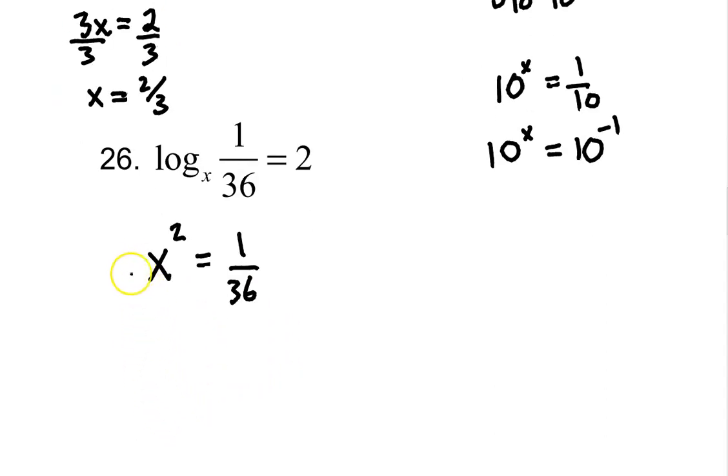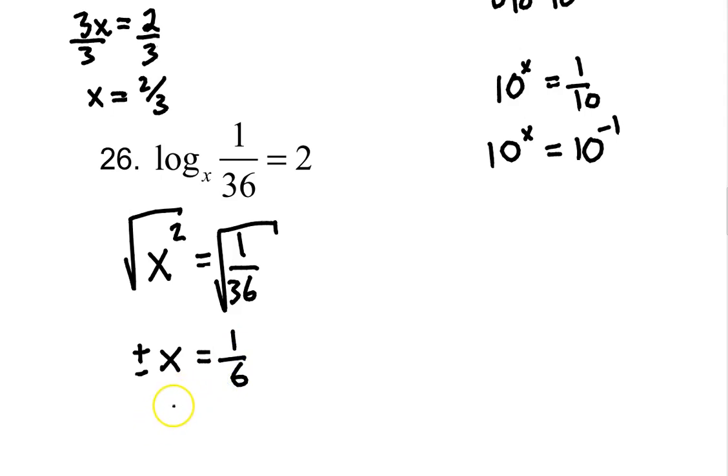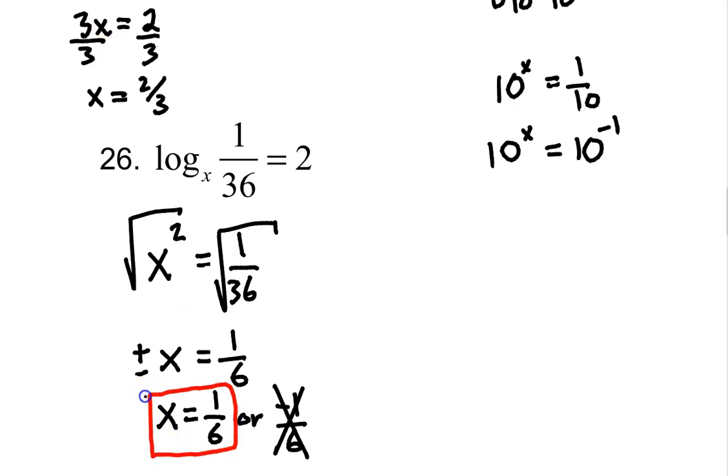You can do this a couple ways. One is to take the square root of both sides. That's going to give us plus or minus x equals 1/6. So that means x could be 1/6 or -1/6. But you might recall that with logarithms, it doesn't make sense to have a negative base. So we actually don't include -1/6 in this answer. So just positive 1/6 would be our answer.